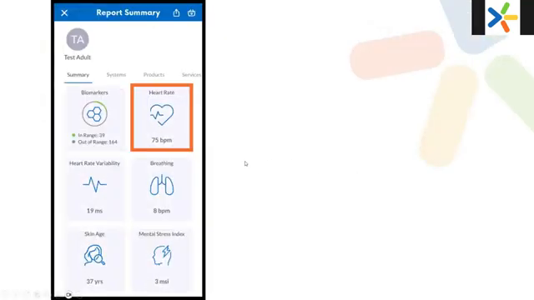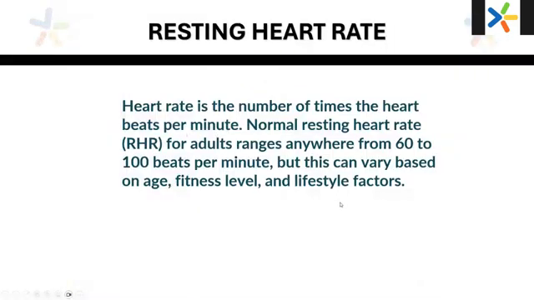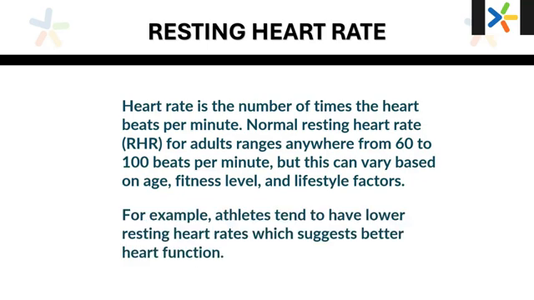Now let's move on to the next one, which is heart rate. Again, if you touch it with your finger, it'll bring up this little box, and it gives you a good general description of heart rate. A heart rate is the number of times the heart beats per minute. Normal resting heart rate for adults ranges anywhere from 60 to 100 beats per minute. But this can vary based on age, fitness level, and lifestyle factors. For example, athletes tend to have lower resting heart rates, which suggests better heart function.